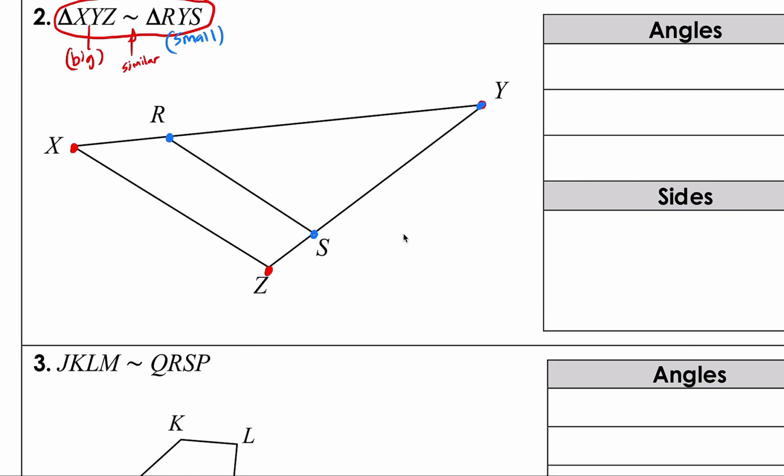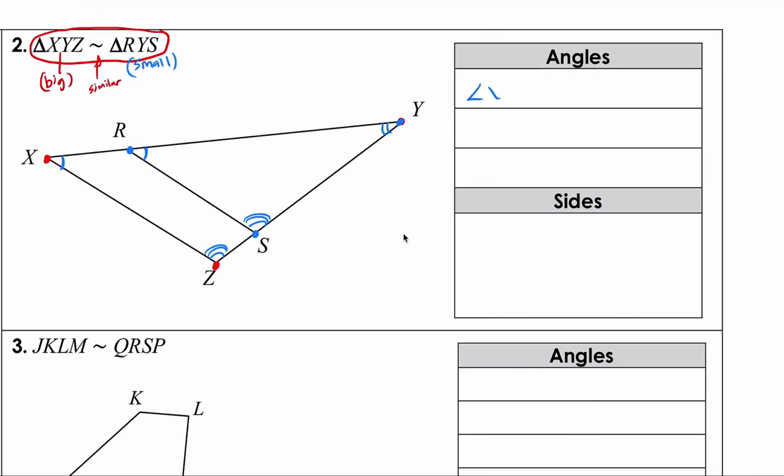Now we know X matches with R because they're both first, so those angles are congruent. Y and Y are congruent to each other. And Z and S are corresponding angles, so they're congruent to each other. We can write that down: angle X is congruent to angle R. Angle Y is congruent to angle Y because they're part of both triangles. And angle Z is congruent to angle S.